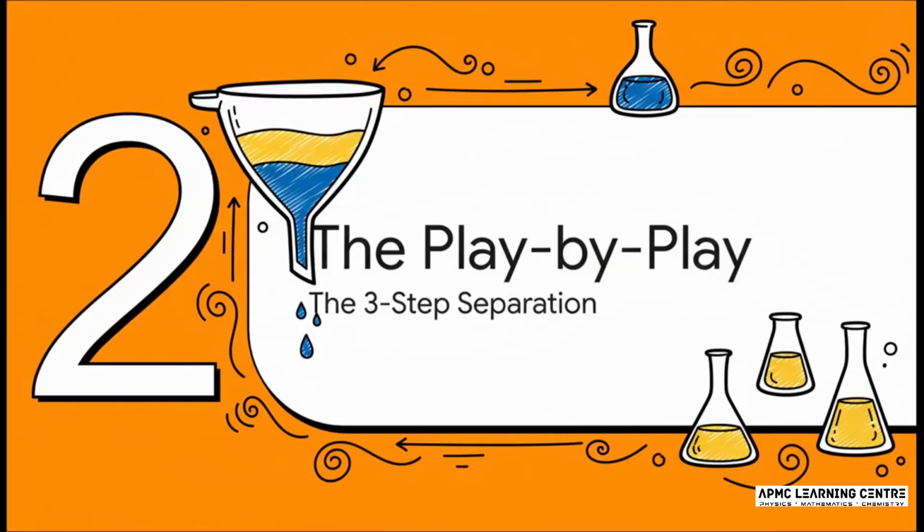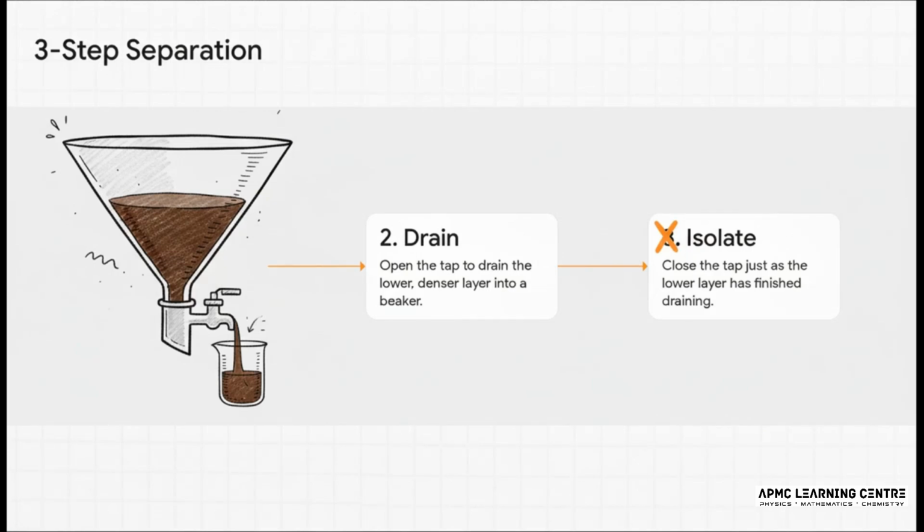Okay, so we've got the why and we've got the what. Now let's put them together and talk about the how. It's a super simple, kind of elegant procedure. Here's the play-by-play for pulling off a perfect separation. Honestly, this process couldn't be any simpler. It's just 3 steps. Step 1, settle. You just pour your mixture in and you wait. Let it sit until you see that really sharp line between the layers.